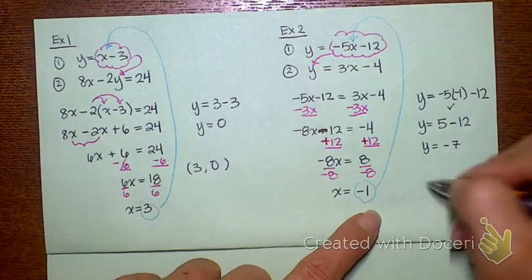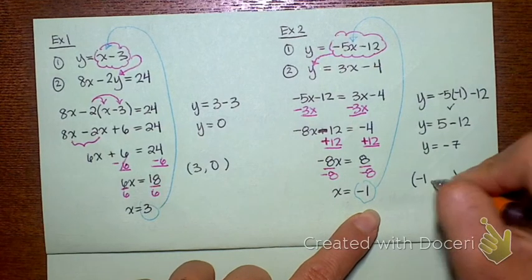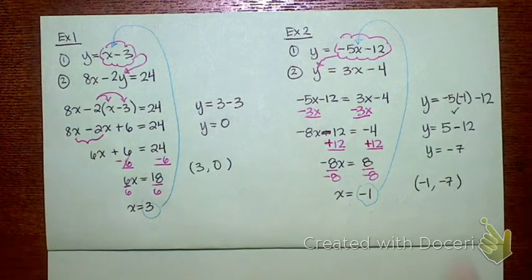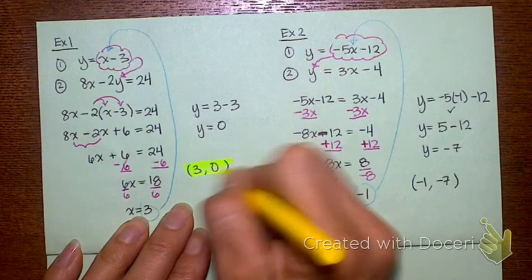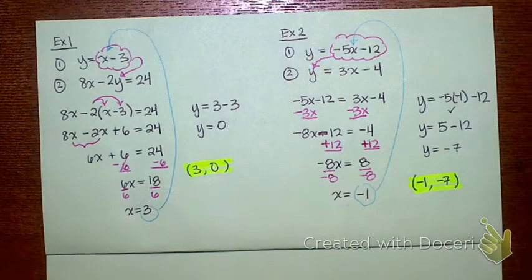Remember the x goes first and the y goes last, so it's x, comma, y. Okay, so this is your answer. Okay, so we get that the ordered pair for each of those is the answer. That's the point where the two equations cross.